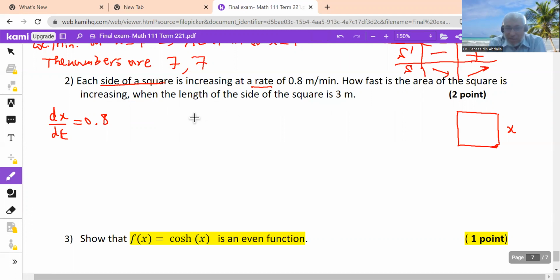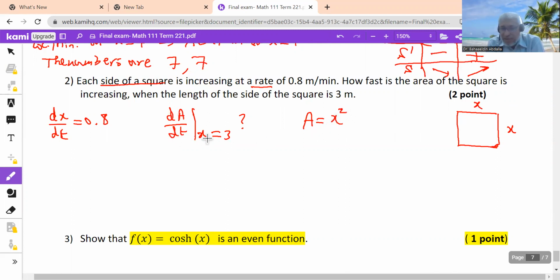So how fast, or changing, or rate, means dA by dt. He's asking about the derivative of the area when the length of each side, x, is 3. That's the question I need to find. Well, to find dA by dt, I need a formula for A. And A is the area of the square, which is just x times x.